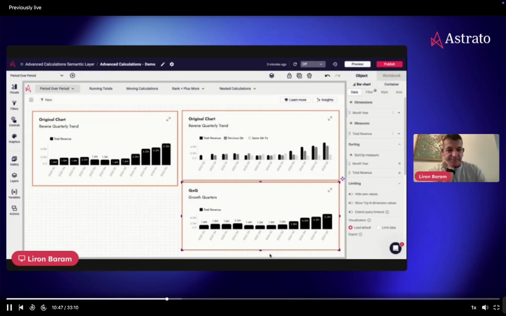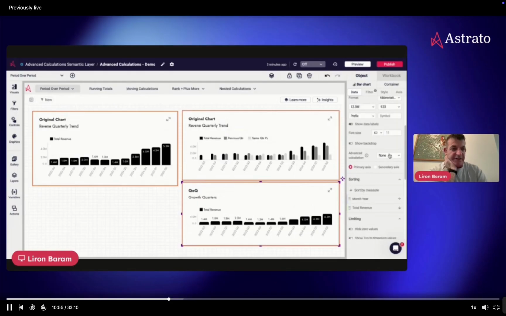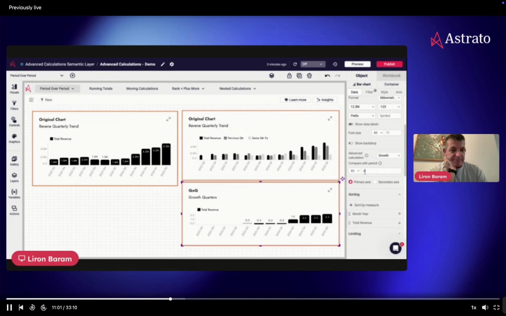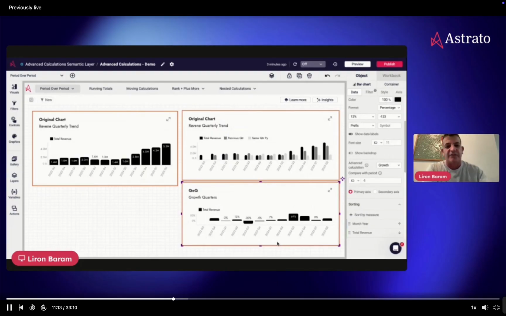So let's perform our quarter over quarter analysis. In this case, we will just change the original measure. We will take growth and we will put it at -1. So this shows me, and we will give it the right number format, the percentage change of quarter over quarter.